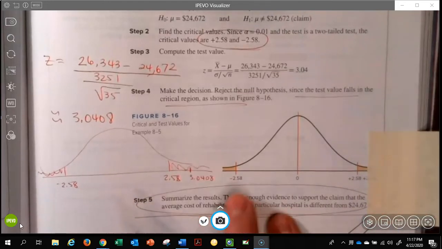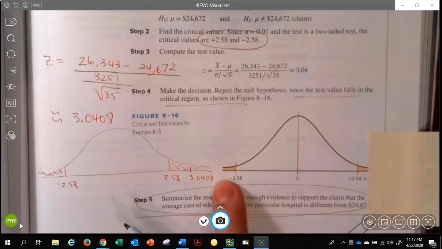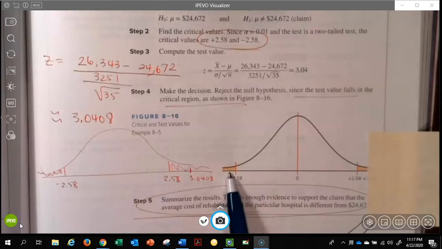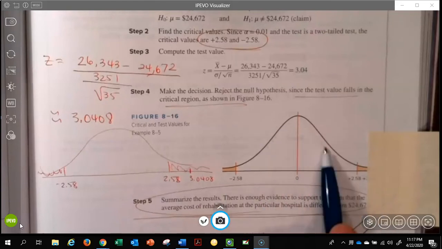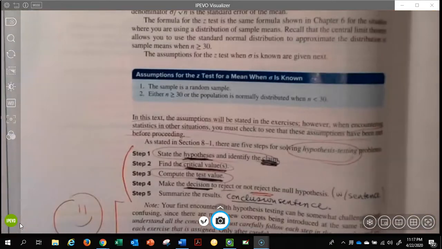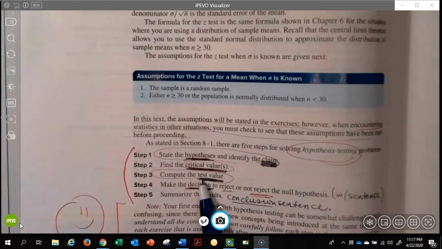But looking at the drawing, do you see how we have the negative critical value and we have the positive critical value? And we have the Badlands and the Badlands, and we have the safe zone here in the middle. After we find the critical value, it says let's go find the test value.